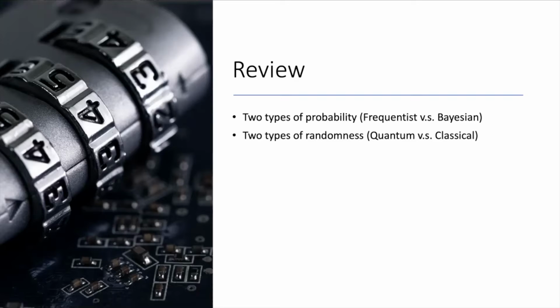And for the classical randomness, we're ignoring a lot of exterior conditions. The example we gave last week was the dice rolling. We're not considering how we roll the dice or what kind of surface the die falls on. So that is a classical randomness. And we said that in cryptanalysis, we're going to use Bayesian probability and classical randomness to calculate things.